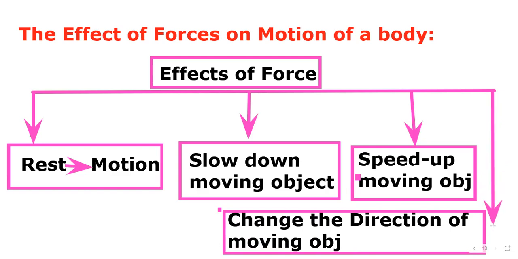So this is our last case in which a force can change the direction of a moving object. Like in the case of badminton, the shuttle moves in one direction, you apply force and it starts moving in the opposite direction. Similarly in table tennis and other games, you apply force to change the direction of an already moving object. So these are a few possibilities in which we can see the effect of a force on an object.